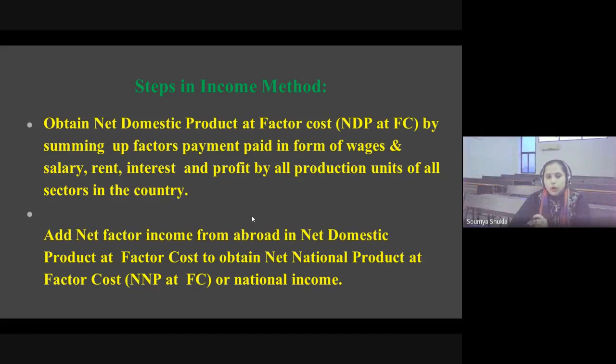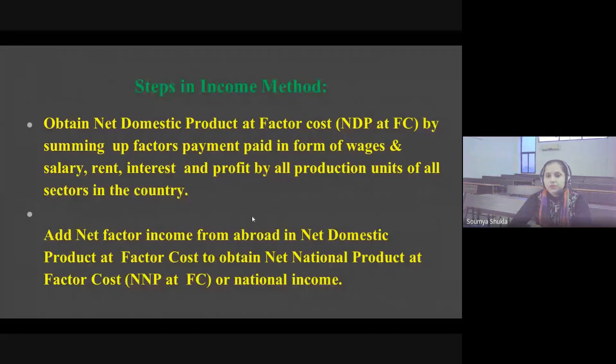So obtain net domestic product at factor cost by summing up factor payments made in the form of wages and salary, rent, interest, and profit of all the production units of the sectors of the country, from where we are getting an income. That is the first step of the income method. And the next is adding the factor income from abroad to the net domestic product at factor cost to obtain national product at factor cost or national income.